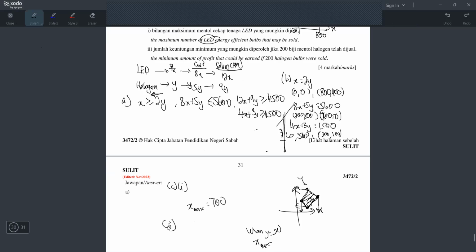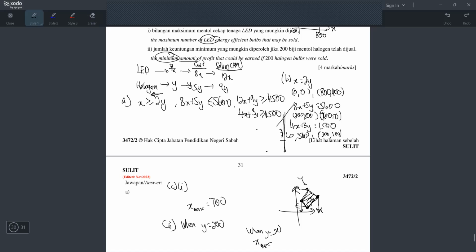So boleh faham? Okay, next part, what they want. Next part, they say find the minimum amount of profit that could be earned if 200 halogen bulbs are sold. This one is different because they want me to find amount of profit, but they say 200 halogen was sold. Halogen is Y. So it means I'll write when Y equals 200. So if they give me Y 200, what can we find? We can find the X, right? But look at the word minimum or maximum.